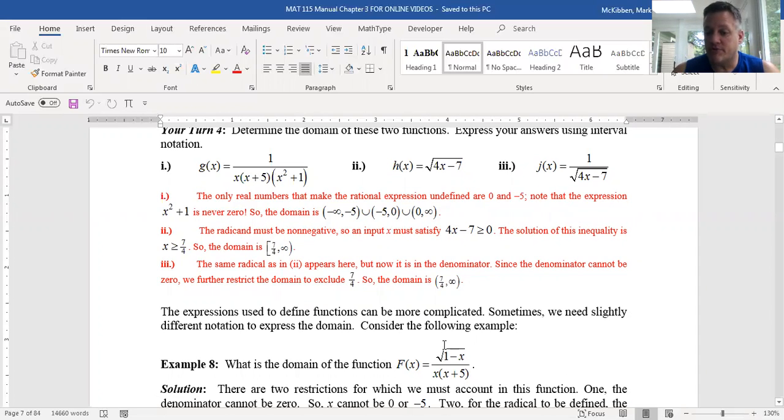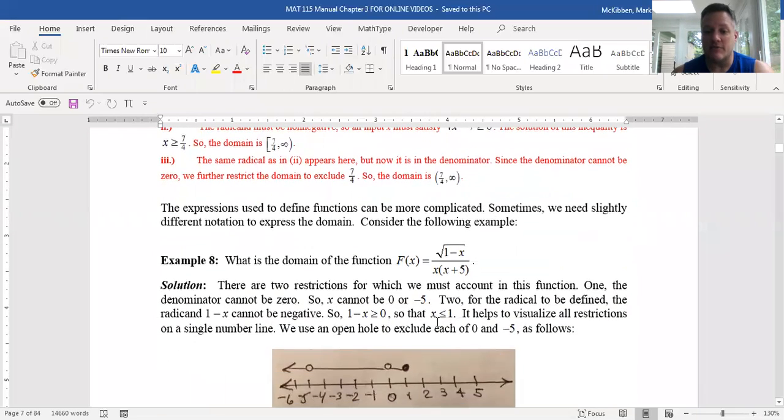Furthermore, in order to produce a real number, I need the radicand here to be non-negative. So I need 1 minus x to be non-negative. So I need this condition too. But if I solve that for x, add the x to both sides, you'd get 1 bigger than or equal to x. But remember, you read inequalities from the variable. And so 1 bigger than or equal to x corresponds to x less than or equal to 1. Okay, so if you were to graph all of this on a single number line like I did here, you would start at 1 and shade to the left.